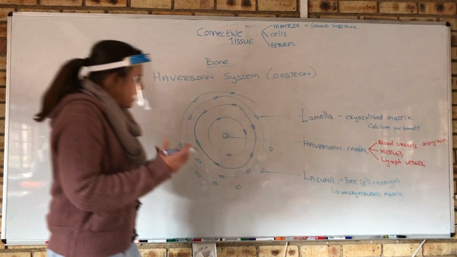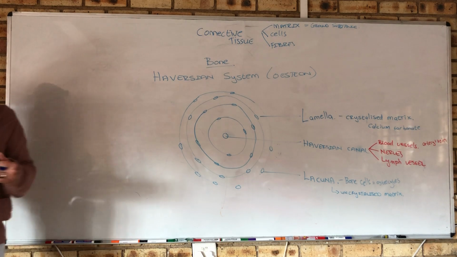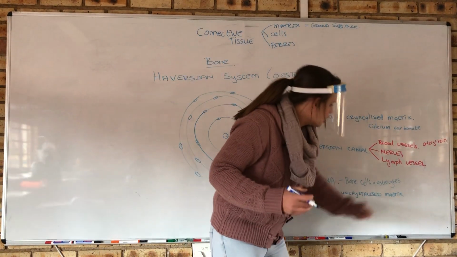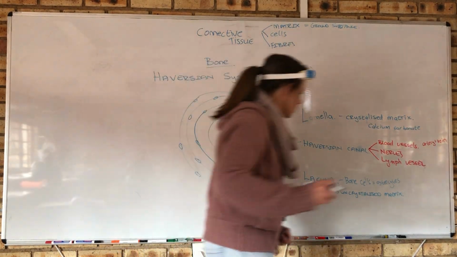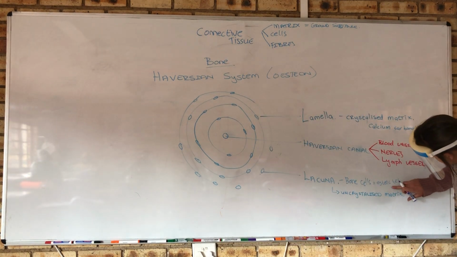So we have these pockets of uncrystallized matrix that hold the cells, the bones. Bone cells are called osteocytes. Okay. Any questions so far, grade 10?